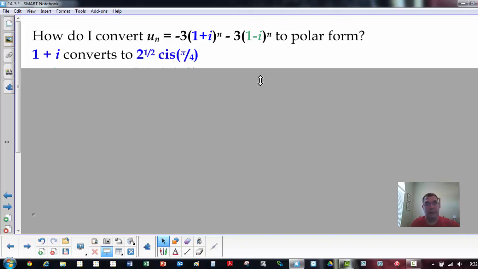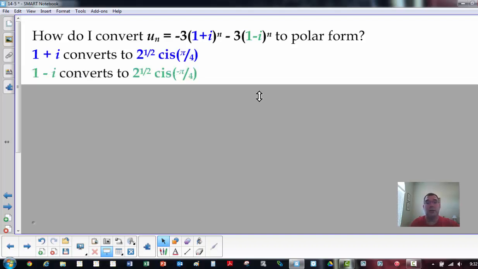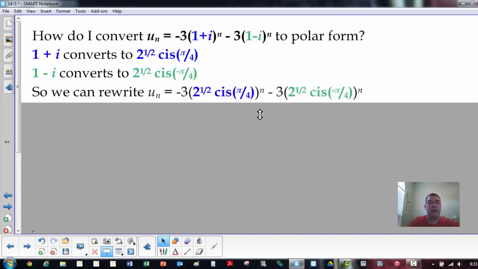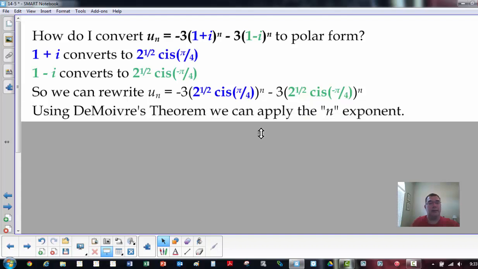So get used to that short form. It's also in textbooks and everything, so make sure you know what that means. It's totally acceptable for you to use that short form. It's not something I made up. And similarly, 1 minus i converts to the square root of 2 times cis negative pi over 4. All right, so I can write the nth term is negative 3 times root 2 times cis pi over 4 to the n minus 3 times the square root of 2 cis negative pi over 4 to the n.